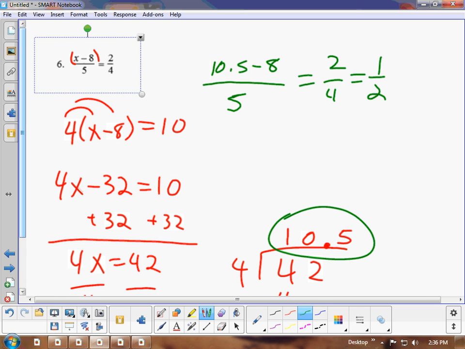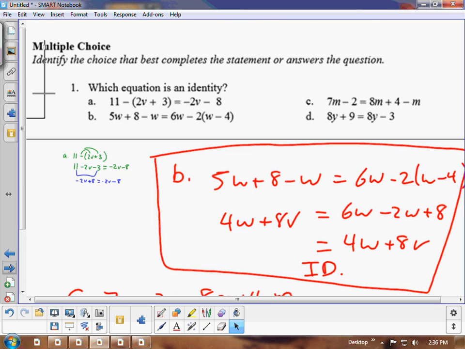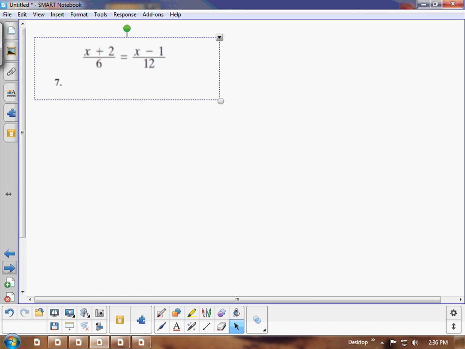Well, 10.5 minus 8 is 2.5 over 5. And 2.5 over 5, half of 5 is 2.5. So this does reduce to 1/2, and it does check out. So your answer is 10.5. And you do have to do checks on the quiz tomorrow. Moving on to the next one, which is 7, I believe.